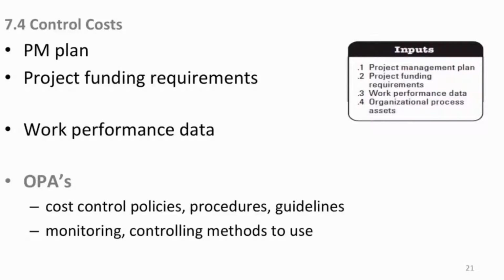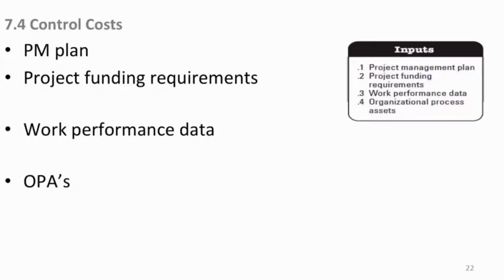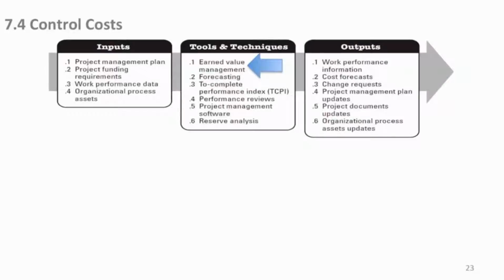Organizational process assets. We've seen this before, and here they are again. Obviously, we control costs according to policies. If they're there, we have to conform with them in the organization. Procedures, guidelines, also what monitoring and control methods are available to us that the organization may recommend to us. Whatever's there comes in and it helps us control costs. Now wash through the tools and techniques here, in particular, earned value management.